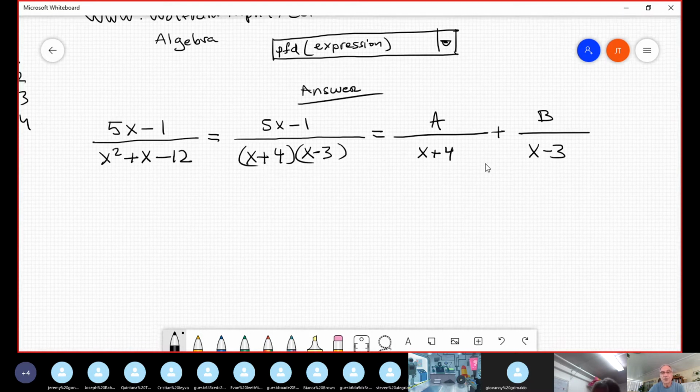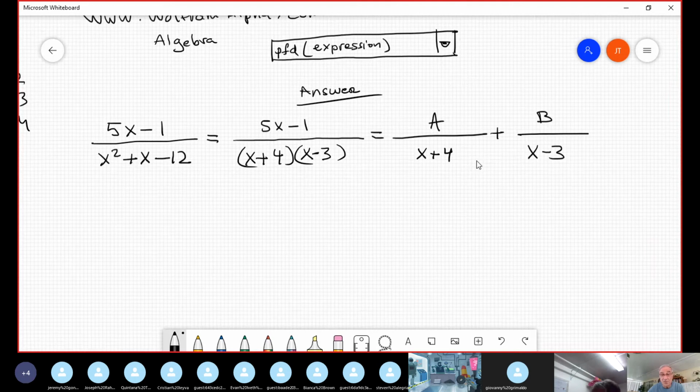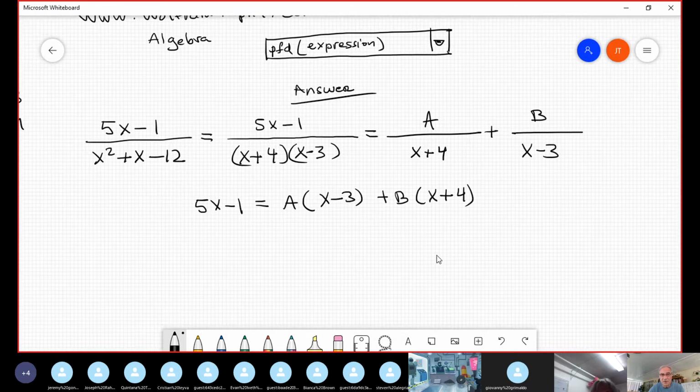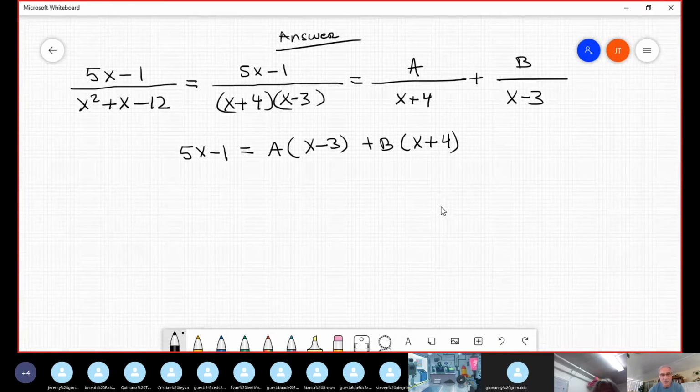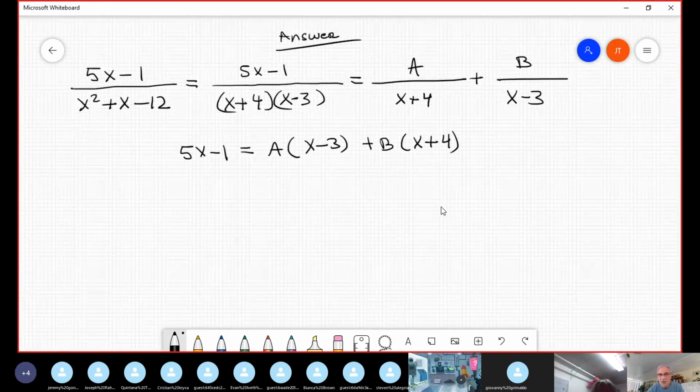Okay. Multiply everything by the least common denominator. That part is super easy, I skip that. When you multiply, only 5x minus 1 stays in the left-hand side. In the right-hand side, we have A times x minus 3, plus B times x plus 4. Everyone follow me so far? Was this easy for you? Okay, super, because I need help.